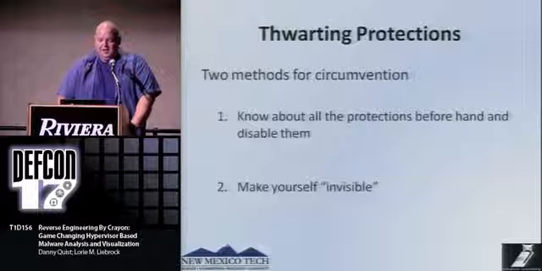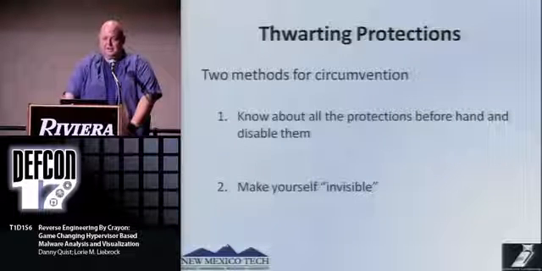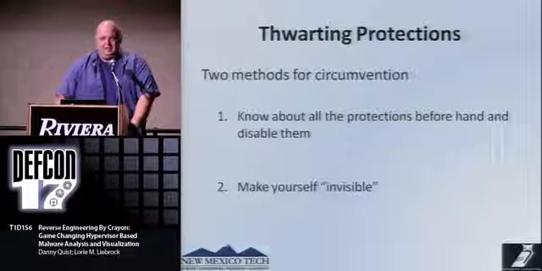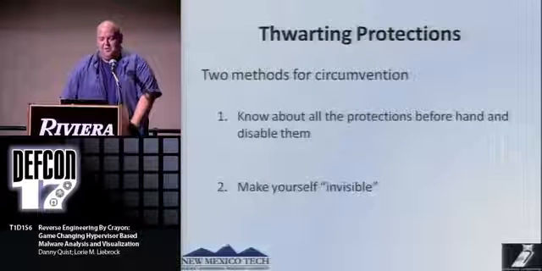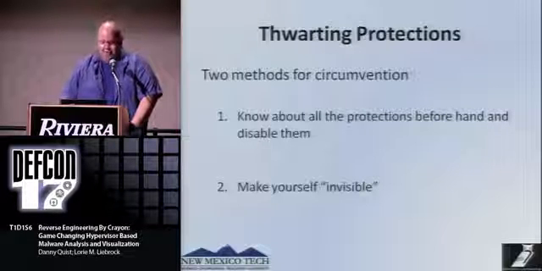Okay, so all this is very annoying for the reverser, and there's basically two methods for circumvention. The first one is that you can know about all the possible protections and get into the cat and mouse game of trying to remove those, or you can make yourself invisible. So the second one is a lot less work, so being a good grad student, I chose the lazy way.